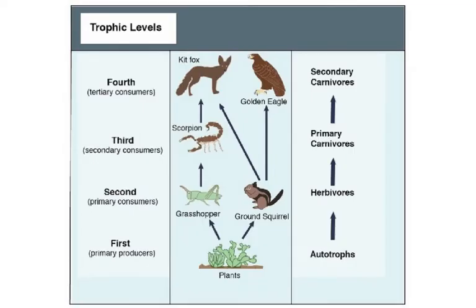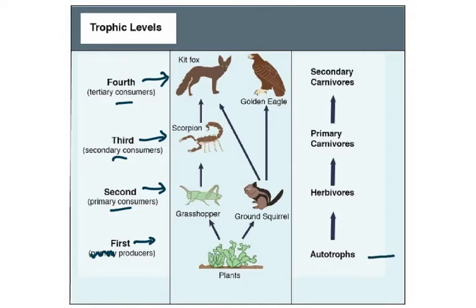First is producers, primary consumer, secondary consumer, tertiary consumer. This is the first trophic level. This is the second trophic level. This is the third trophic level, and this is the fourth trophic level.